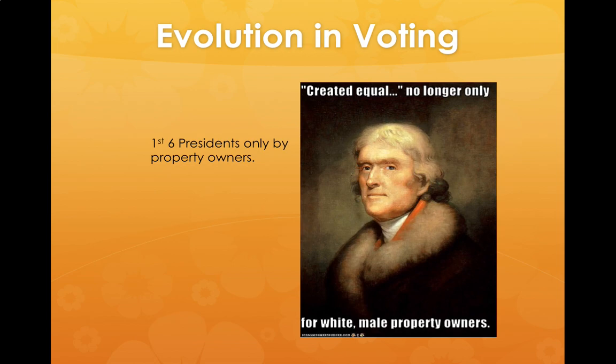Originally, the only people who could vote in the country were guys like Thomas Jefferson here. White dudes over the age of 21 who owned property. The first 6 presidents of the United States were all elected by essentially crusty old white dudes who owned land. To kind of put this in perspective, I just bought my house last year. I'm 33 years old. So for 32 years of my life, I would not have been an eligible voter under the old system.